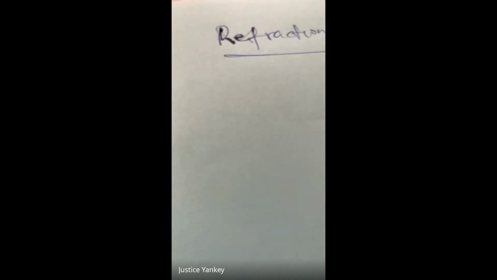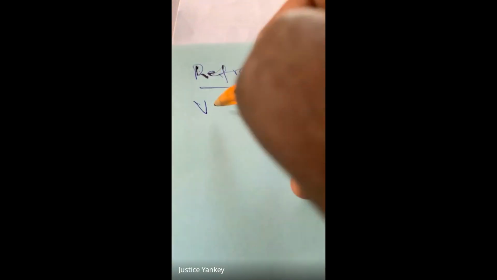All these effects are due to a concept we call refraction of light. So refraction is a property of light. Now, what is refraction? Know this. Empty space is called vacuum.